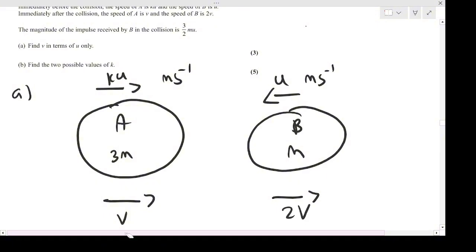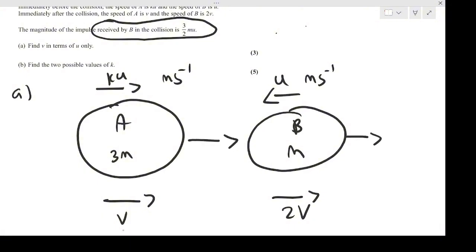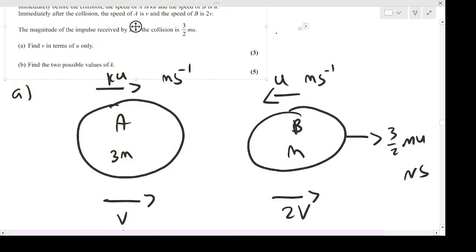Okay. I'm also told the impulse. So the impulse received by B is 3/2 mu. So the impulse for B is going to act like that, because obviously A is going to push into B, so B will get an impulse forwards. That's 3/2 mu, okay, Newton seconds, and there we are. So firstly, I need to find V in terms of u only.